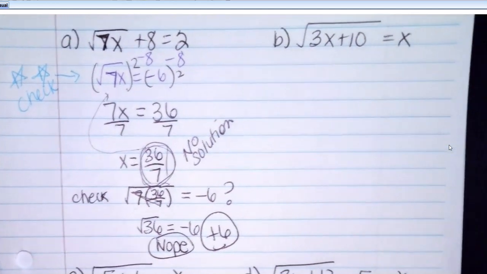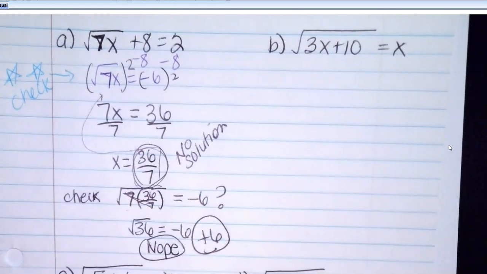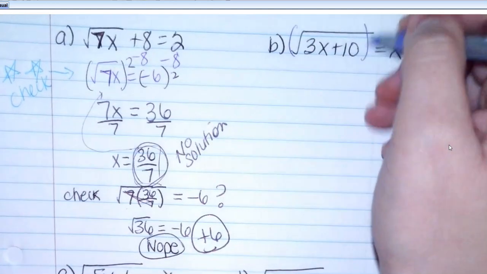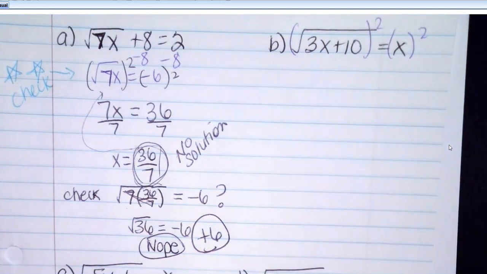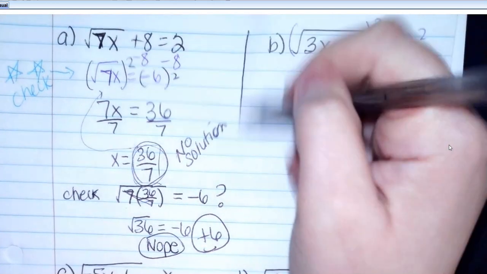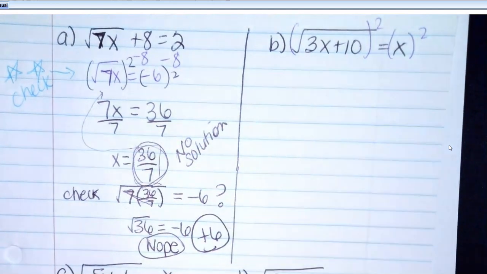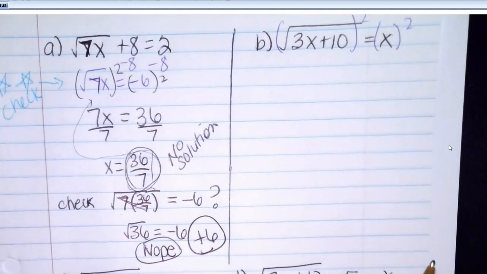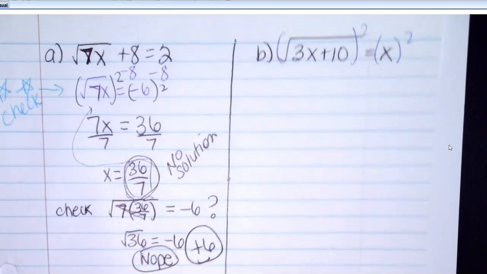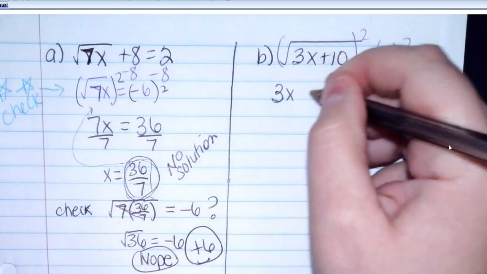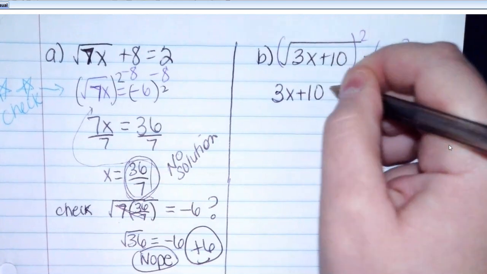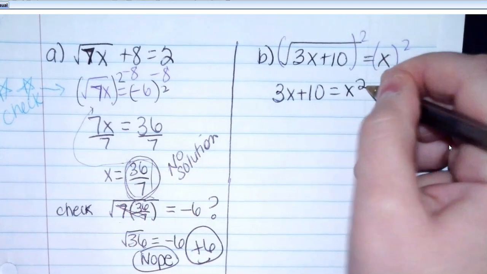Okay, now I'm going to try this one. I already have my radical isolated here, and so we're going to square both sides. And again, when you square things, the potential for that extraneous solution gets entered into the equation, just like the last problem, because when you square a negative, it can make it a positive, and that can kind of mess stuff up. On this side, I just have 3x plus 10. On the other side, you're going to have x squared.